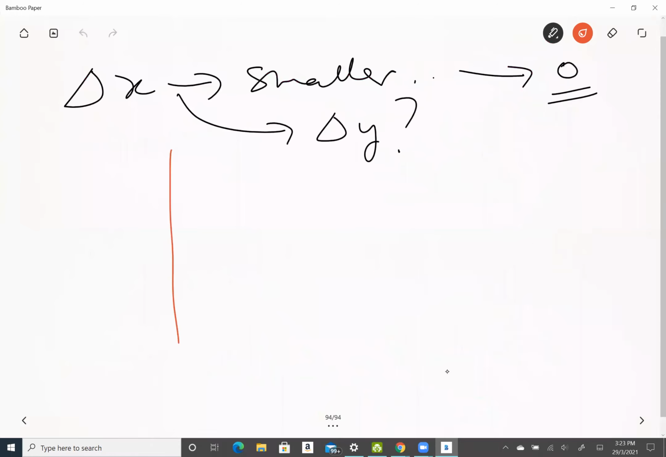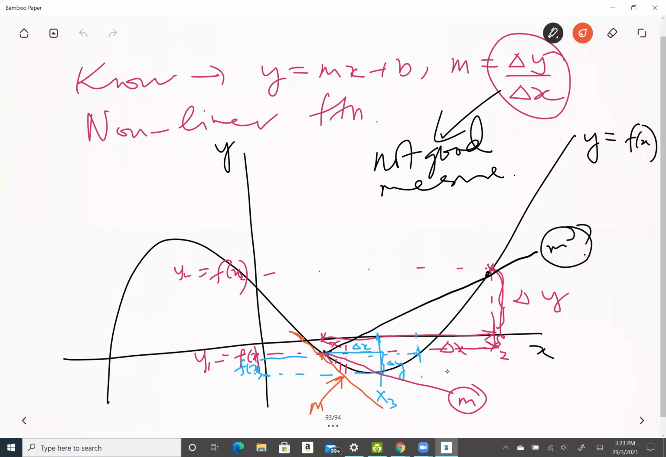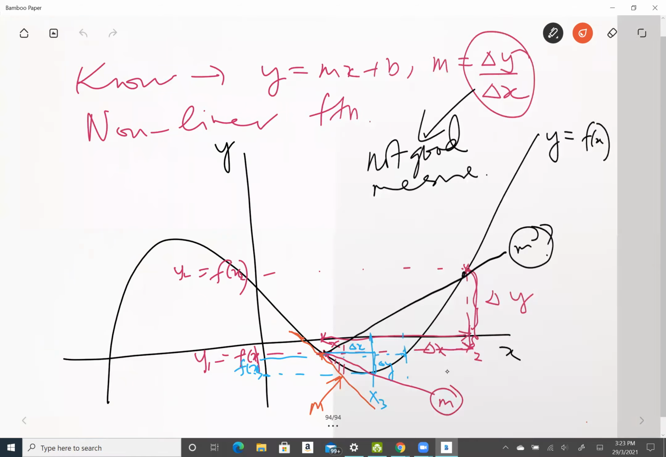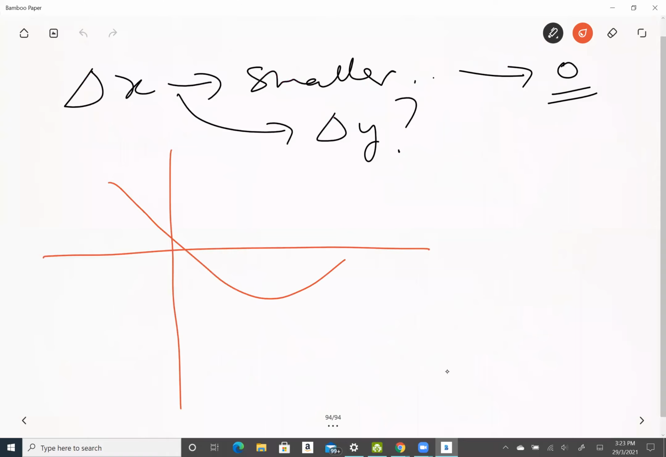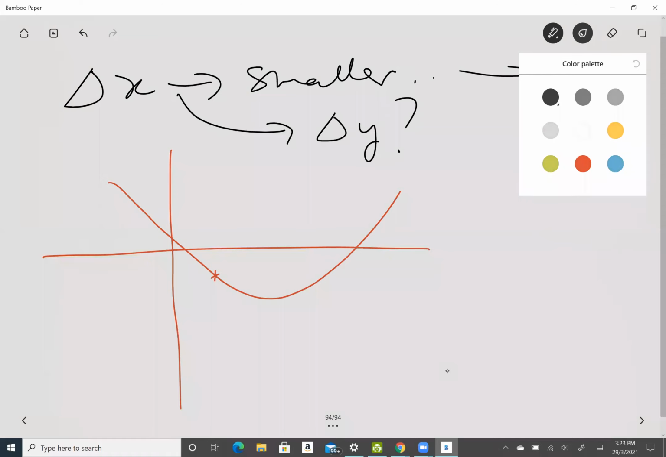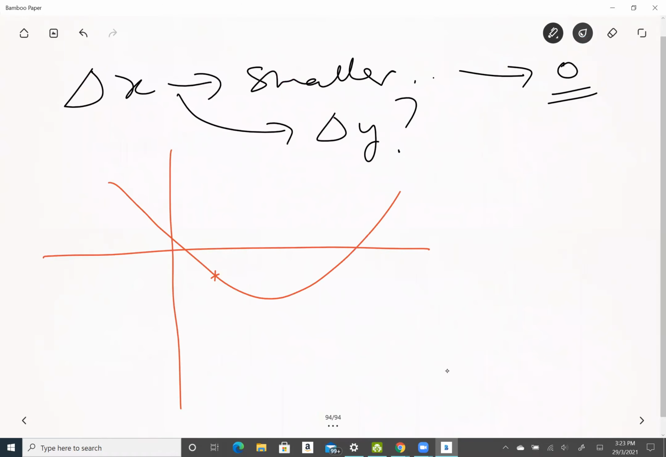So I will magnify the curve. Okay, where was x1 just now? X1 is somewhere below the axis. So x1 is somewhere like that, somewhere here. So as you make it smaller and smaller, as the delta x gets smaller, approaching 0, you will see that the slope is just given by the straight line.